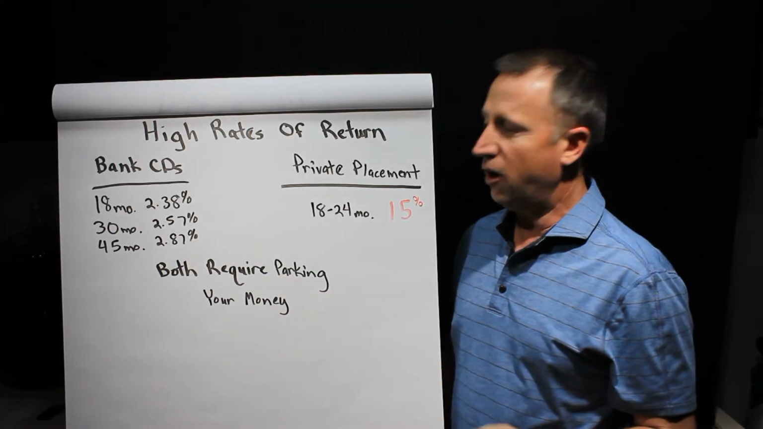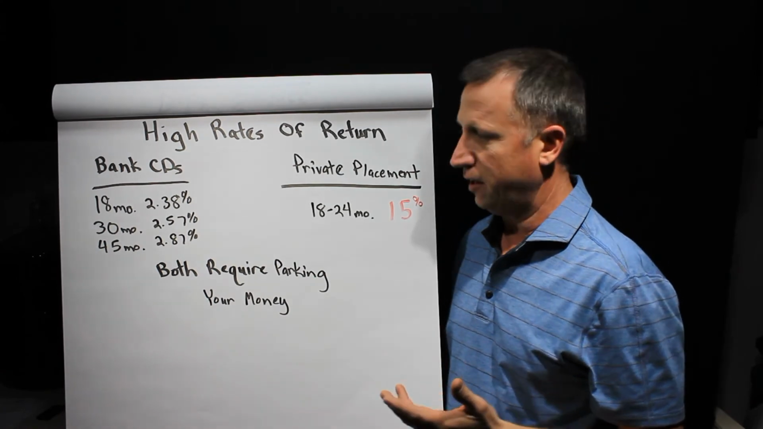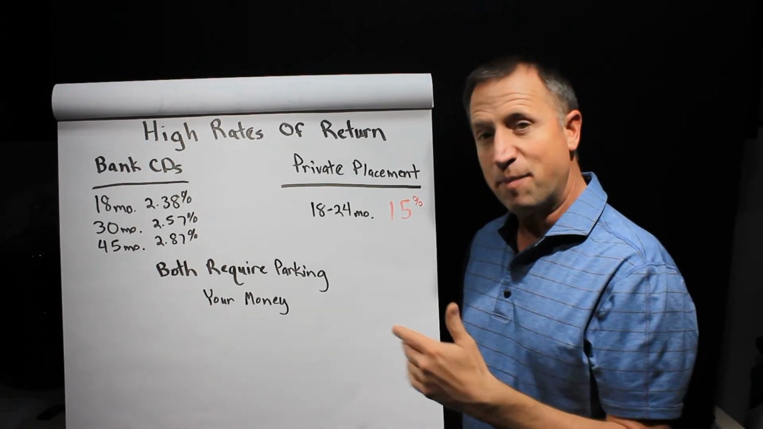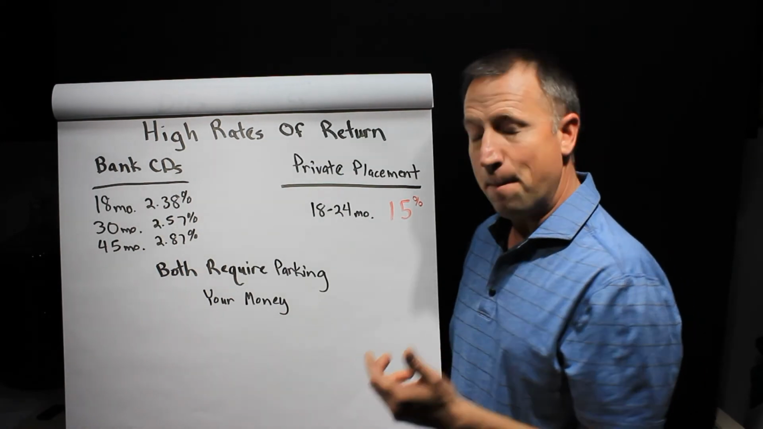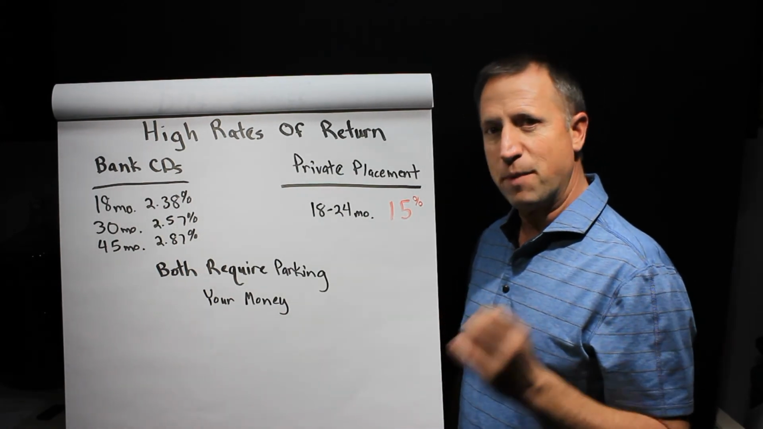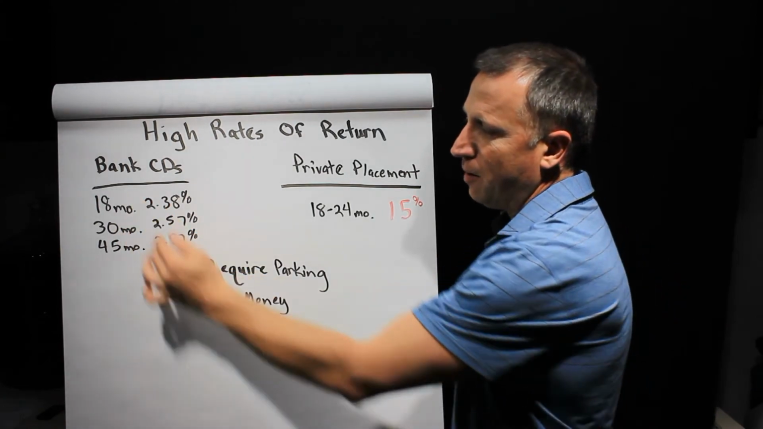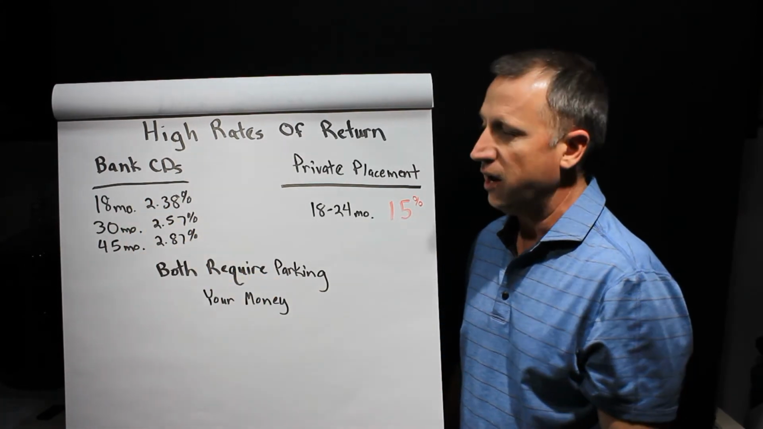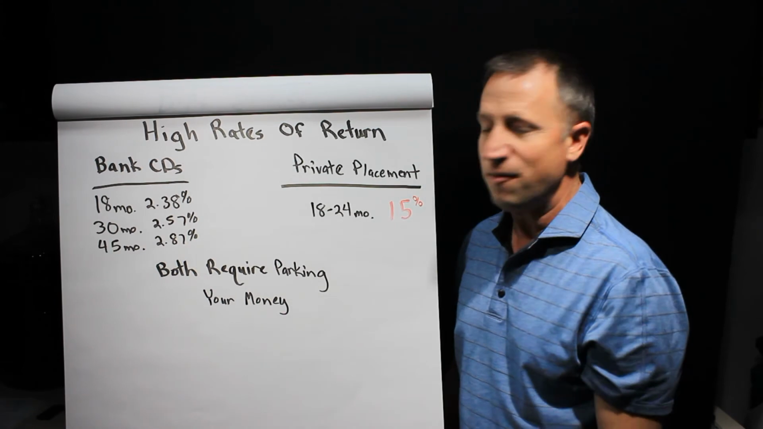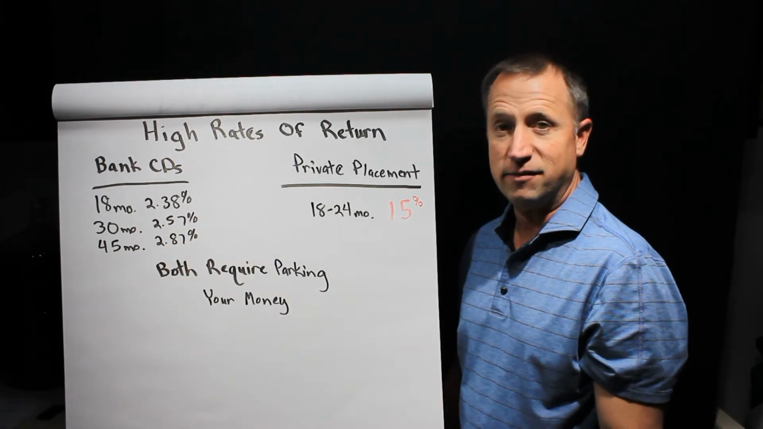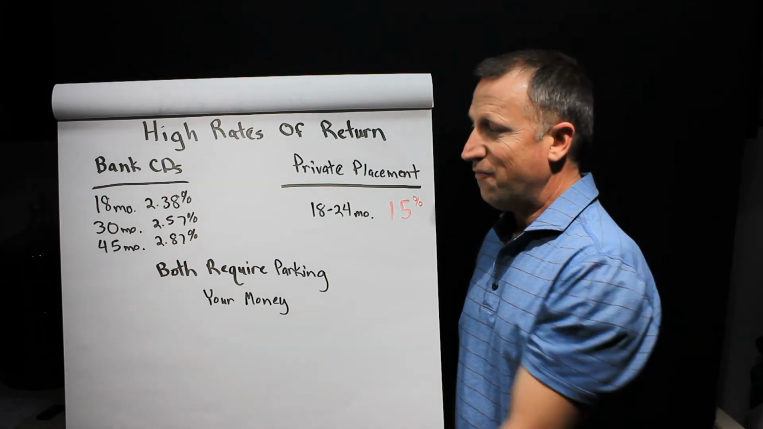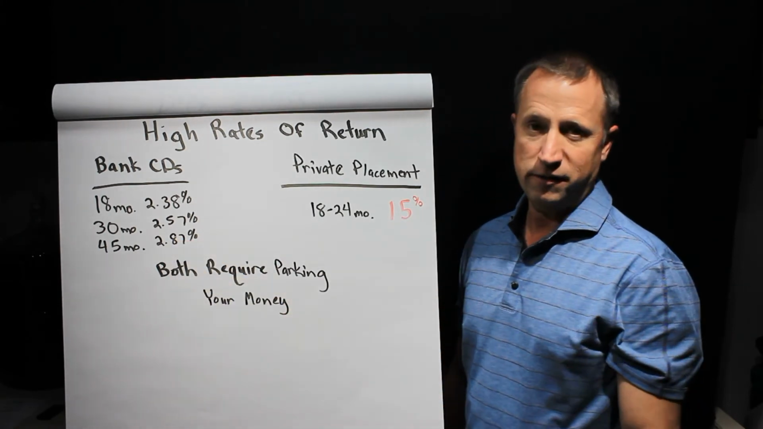What other vehicles are like that banks offer? Bank CDs. And we all know bank CDs do not give anything in interest. So I went to the bank, I picked up some of their rate sheets, I took a look at two banks' rate sheets. The best deals I could find, which were their specials that they were highlighting, they had an 18-month CD for 2.38%, a 30-month CD for 2.57%, and a 45-month CD for 2.87%. That doesn't even keep up with inflation.